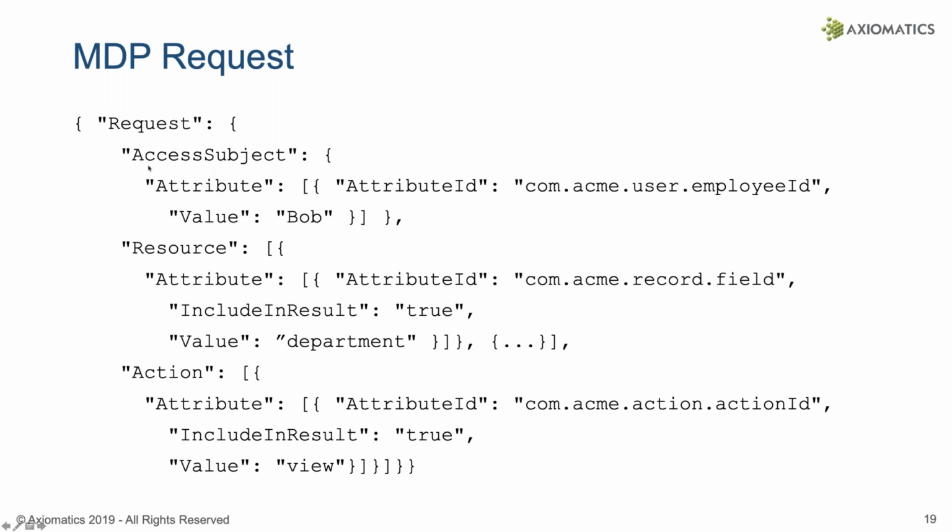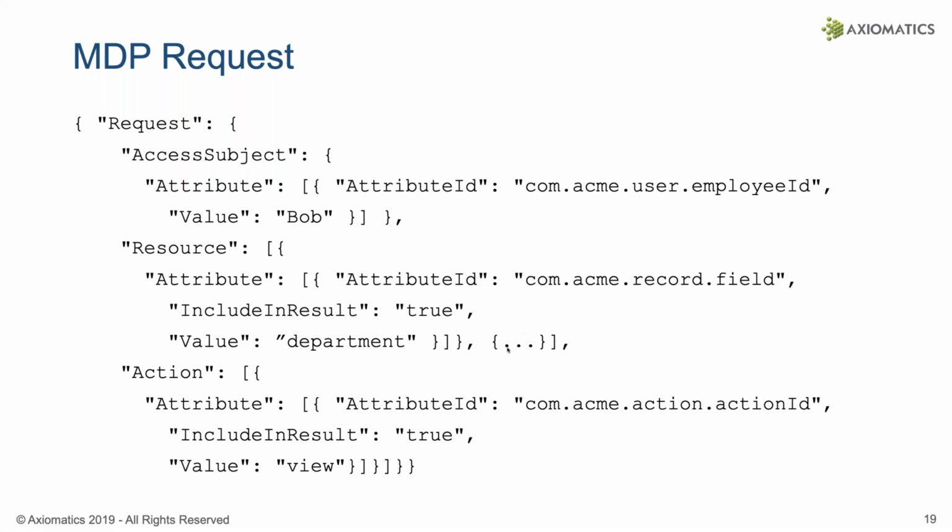In this request, we are adding an access subject attribute called employee ID, and we pass in Bob. We also add a record field of department, and we add an action ID of view. So in this case, we're essentially asking, can Bob view the field department? And then there would be additional attributes in here defining what record we are dealing with, because here we can only see record dot field.